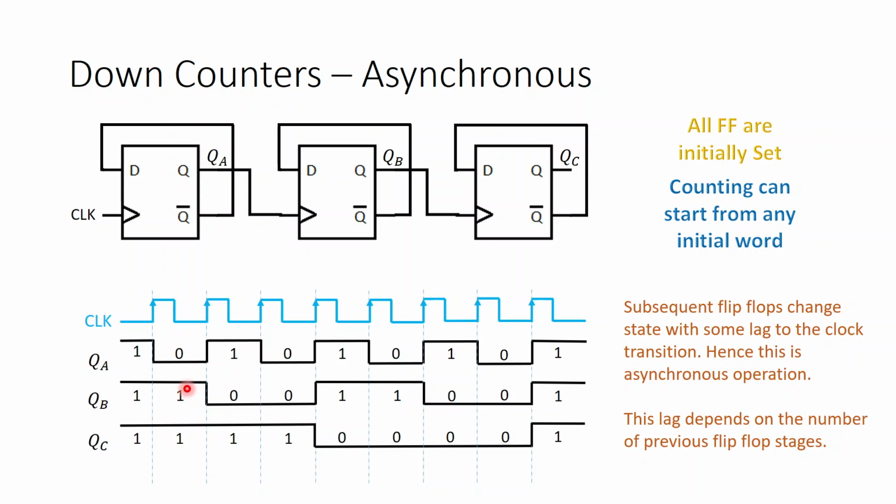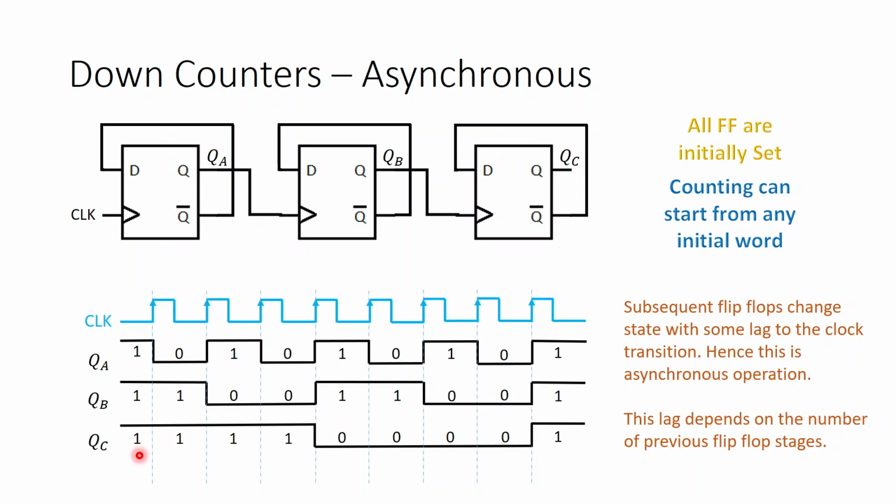Now when will QB change? QB is waiting for the change. QB will change to 0 because QB bar is 0, but it will change only when QA is changing from 0 to 1. So at this position, QA going 0 to 1, QB is changing from 1 to 0. QC will also change when QB is changing from 0 to 1. QC is changing. And you can construct all these signals using the same analysis.